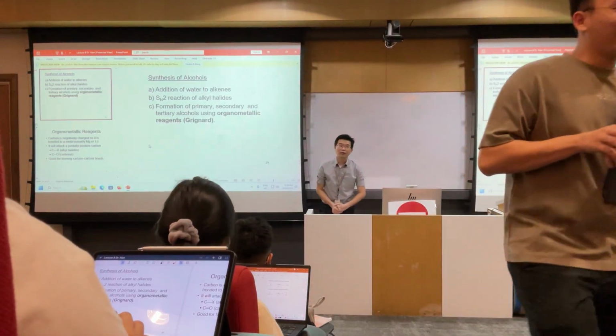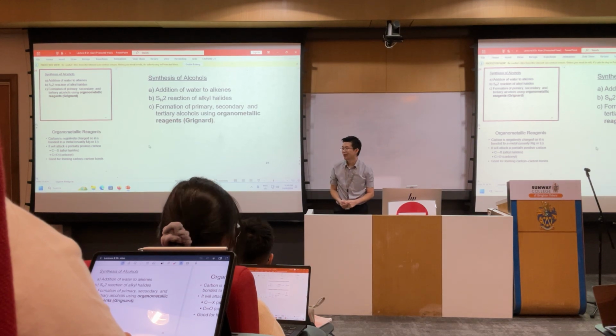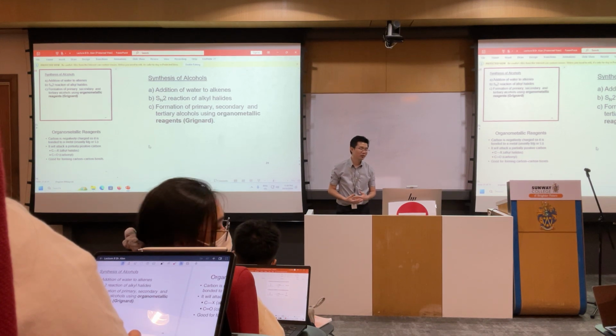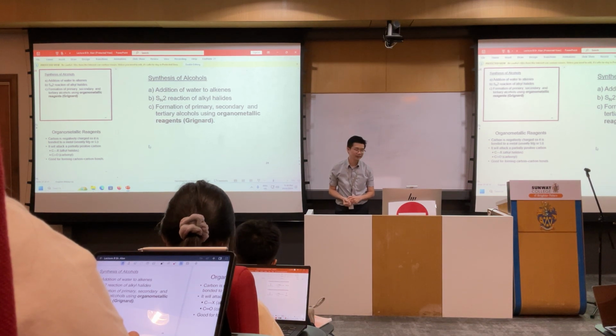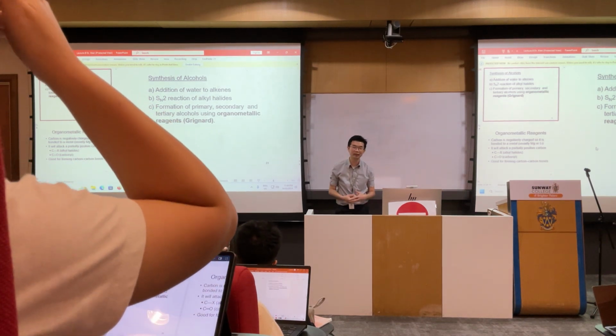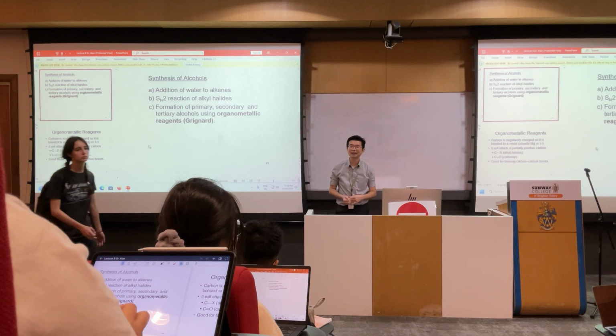Okay, so for preparation of alcohol, we have addition reaction of alkene, okay? And SN2 reaction of alkyl halides. And also the formation of primary, secondary, and tertiary alcohol using organometallic reagents. Alright? Okay. Remember the reactions involved.